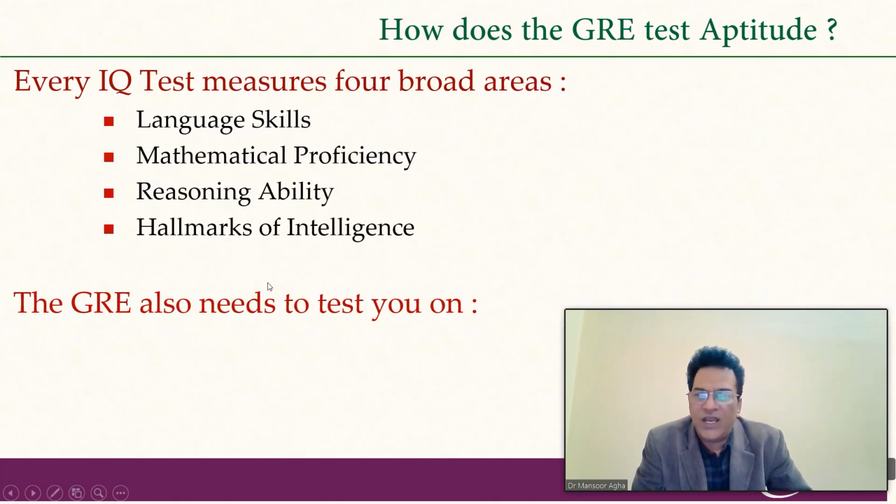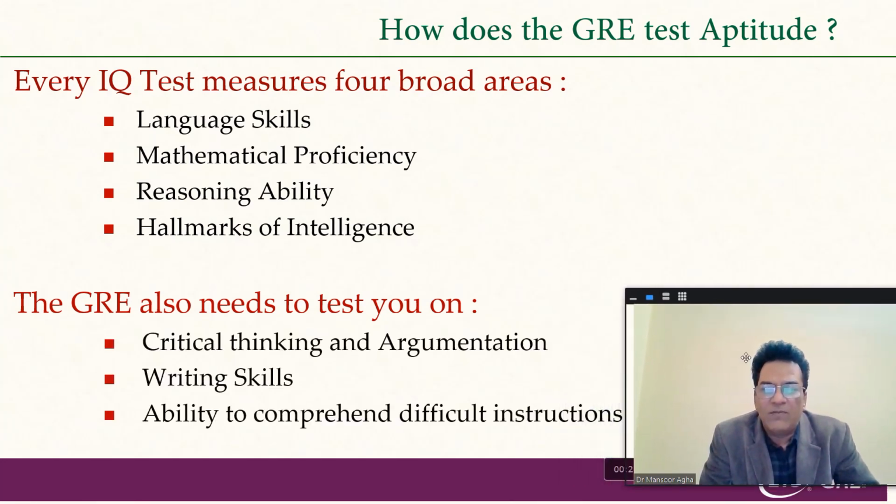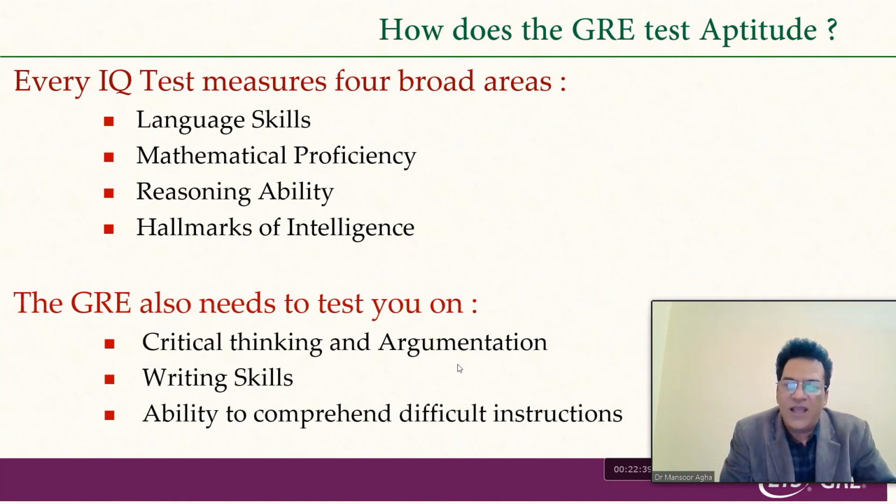But if you look at the GRE, it not only needs to test you for these four areas, GRE also needs to check you for your ability to critically think and understand how to do argumentation, your ability to write, your ability to comprehend difficult instructions. Then you will come across a lot of designs of various questions which have difficult instructions, and unless and until you're comfortable with those instructions, you will not be able to score in those areas.